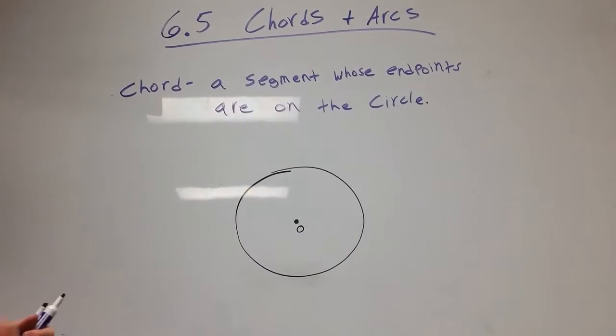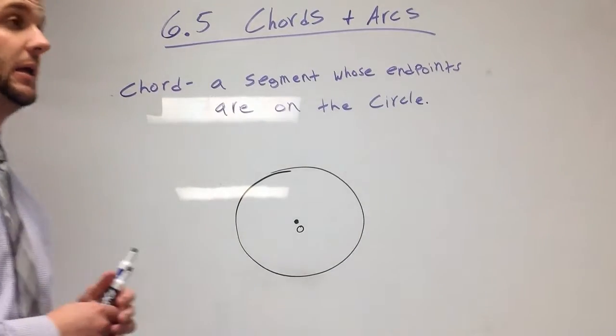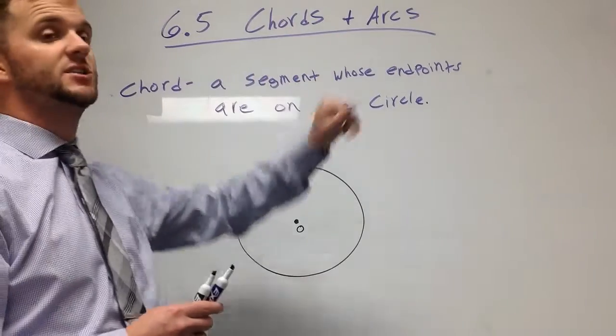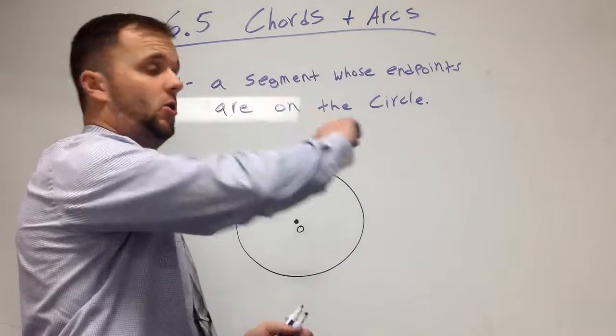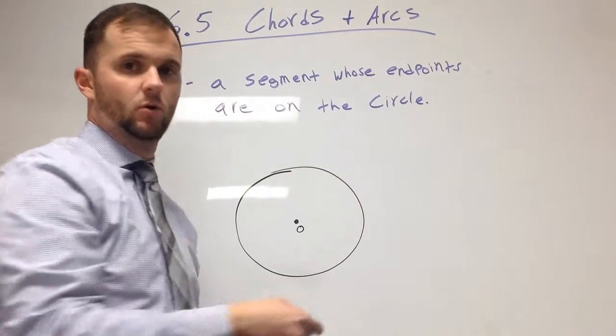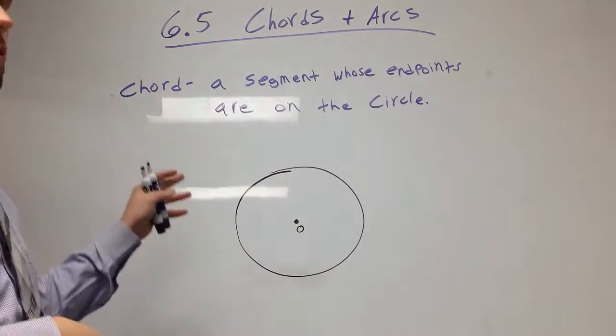Guys, so the next unit that we're going to be viewing is 6.5, chords and arcs. So you guys already know what an arc is. An arc is basically the outside of the circle. Well, let's go and discuss exactly what a chord is.